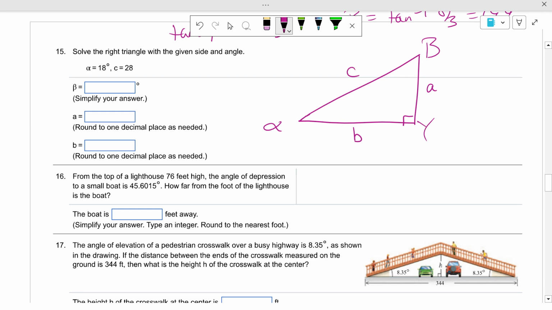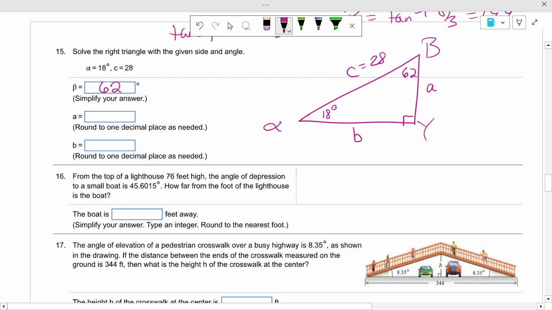So beta they asked for. Well, I know that alpha is 18 degrees. And if this is 90, how do you find beta? You just take 90 minus 18. 90 minus 18 is 62. Okay, all our angles are solved for. Our sides, I know C is 28. To find this side and this side, we just set up a trig function.